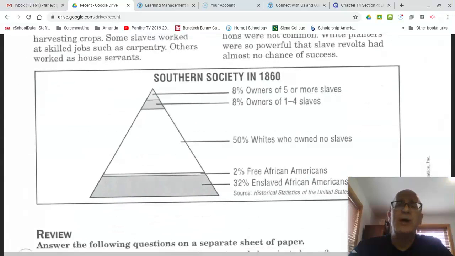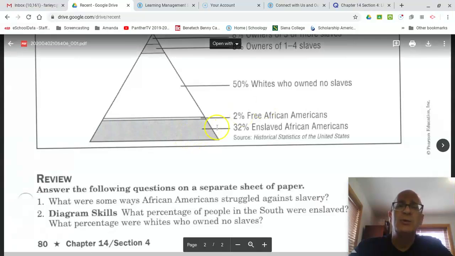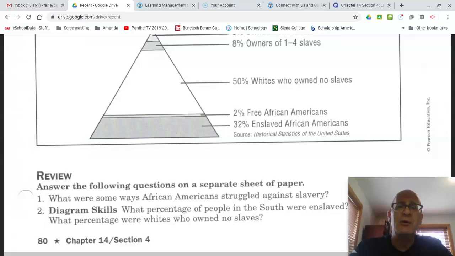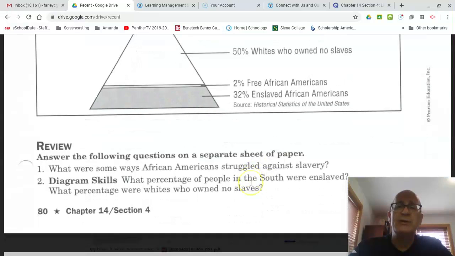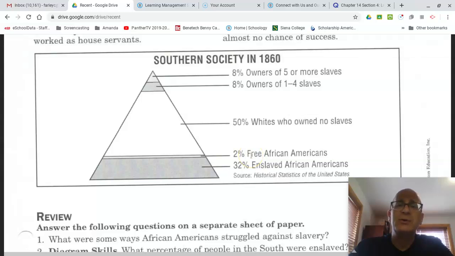There are 2 questions at the bottom of the reading. As you see, most of our reading worksheets have a couple of questions. First question here is, what were some ways African Americans struggled against slavery? And the diagram question, what percentage of people in the South were enslaved? Make sure you look at the diagram very, very closely before you answer that question. What percentage of people in the South were enslaved? And what percentage were whites who owned no slaves? Please answer both questions on a separate sheet of paper, or you can answer them in a Google Doc.